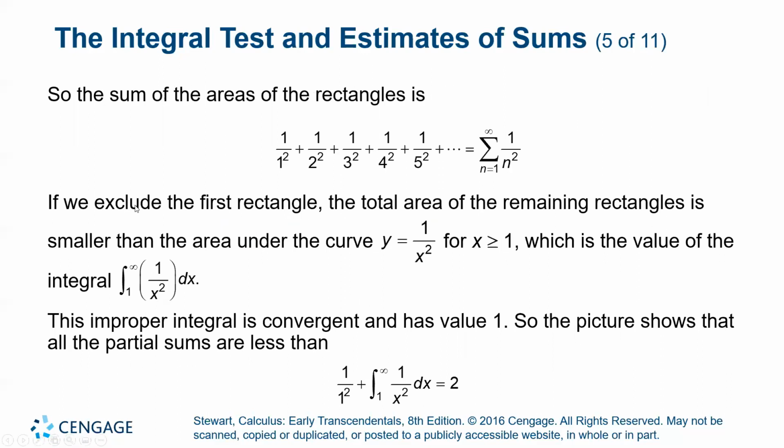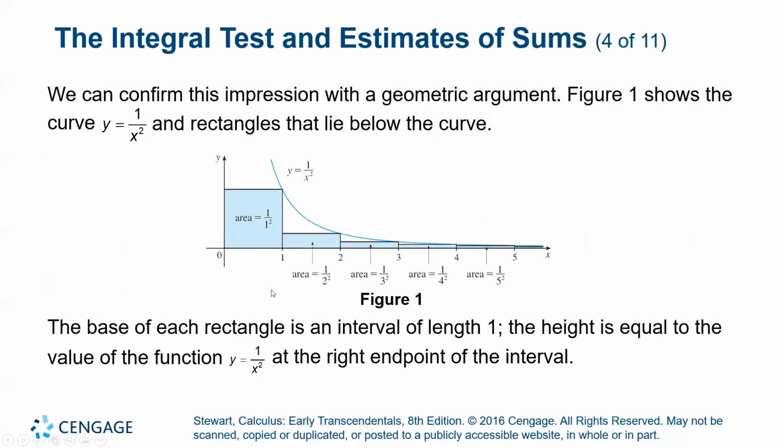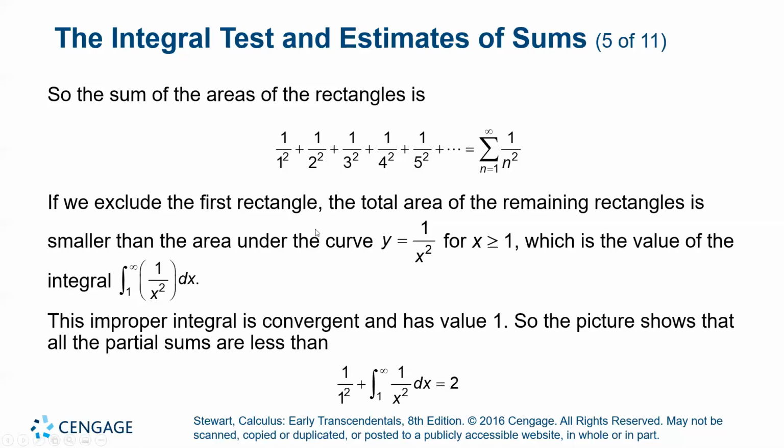Okay, so if we exclude the first rectangle, which has area 1, the total area of the remaining rectangles is smaller than the area under the curve. Why is that true? Because of all of this blank white space. Remember that depending on if the curve is increasing or decreasing, the estimate using rectangles like this is either always an overestimate or always an underestimate. And in this case, you can see it's definitely an underestimate. So the total area of the remaining rectangles is smaller than the true area under the curve 1 over x squared, if you look at x greater than or equal to 1.